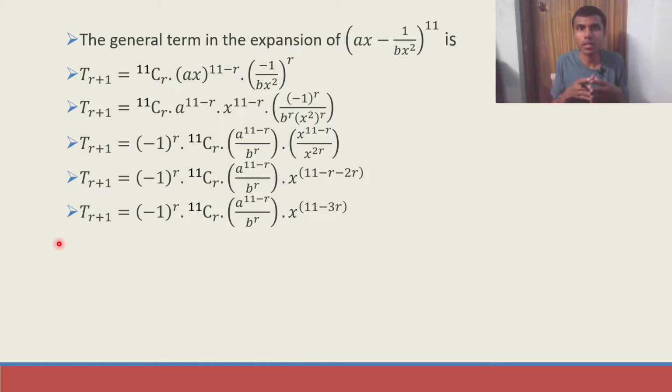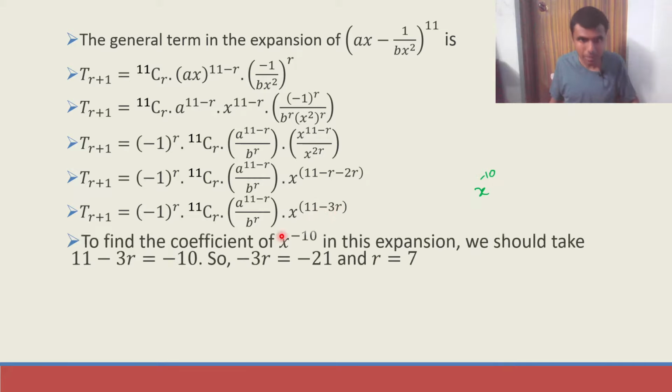Now in the question, I told you guys to remember something: x to the power minus 10. In this expansion, we need the coefficient of x^(-10). Now how are we going to get it? Here I have x^(11-3r), so I just need to make sure these two are the same. That means 11-3r should be equal to -10. Same logic as the previous one.